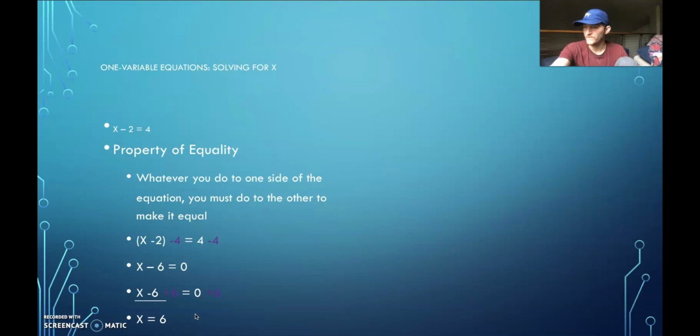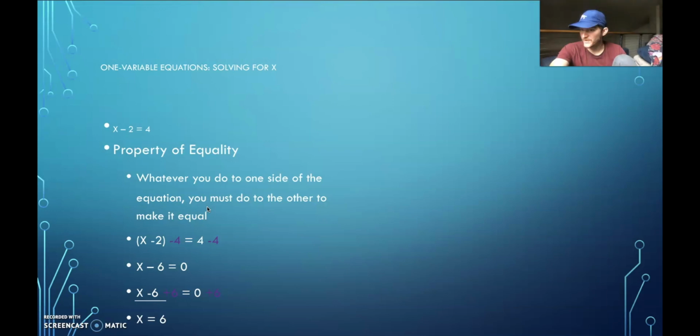All right. Now we're going to take a look at this problem right here. We've got x minus 2 is equal to 4. In order to do most algebra problems, we're going to be using the property of equality, which basically just means whatever you do to one side of the equation, you have to do to the other to make it equal.